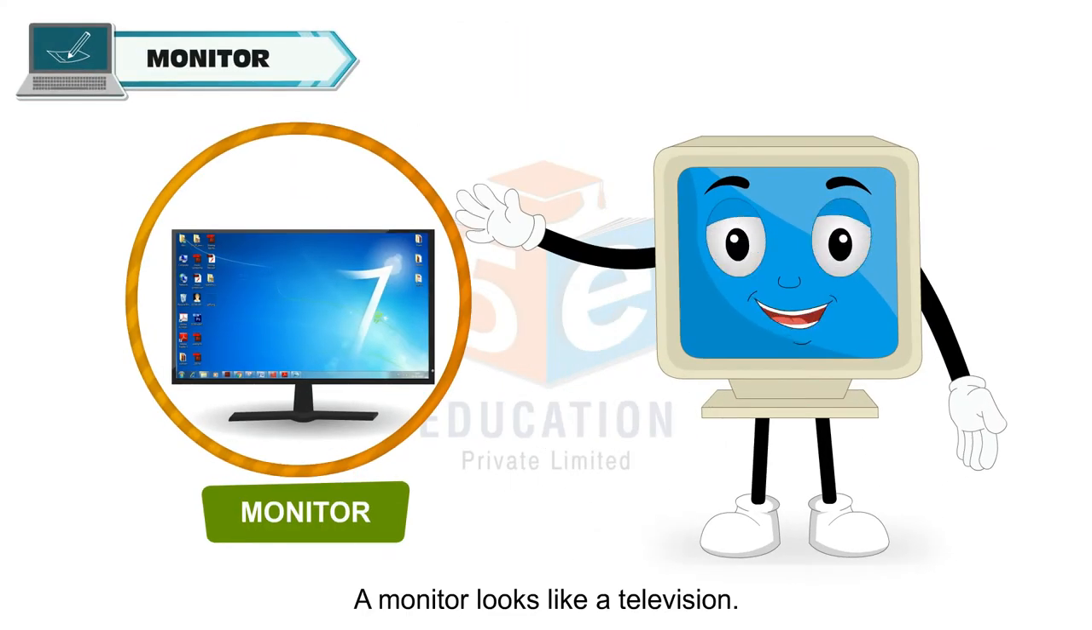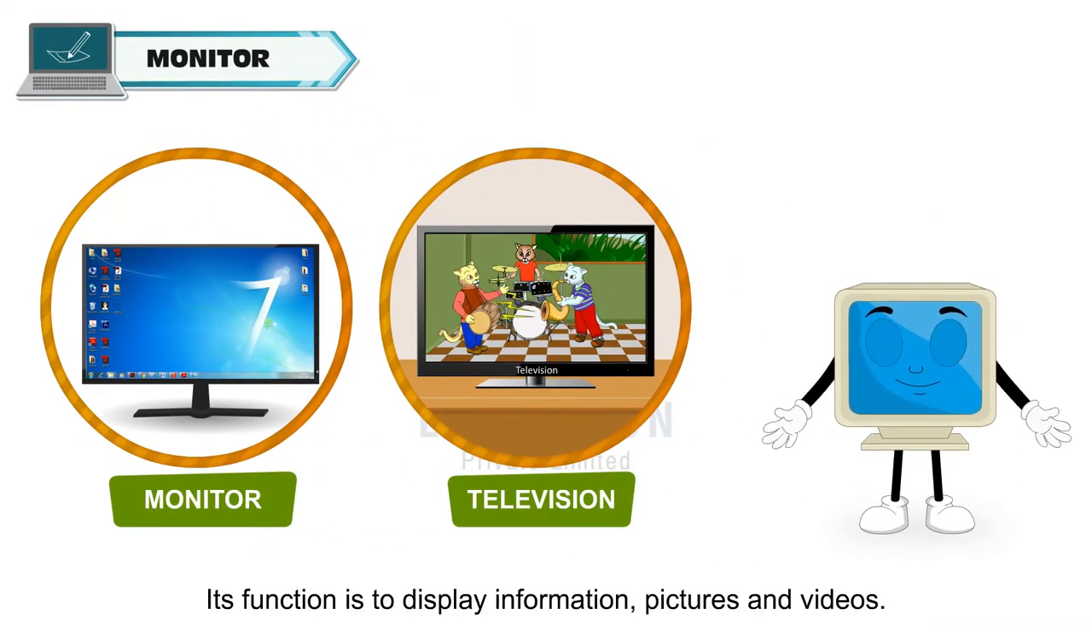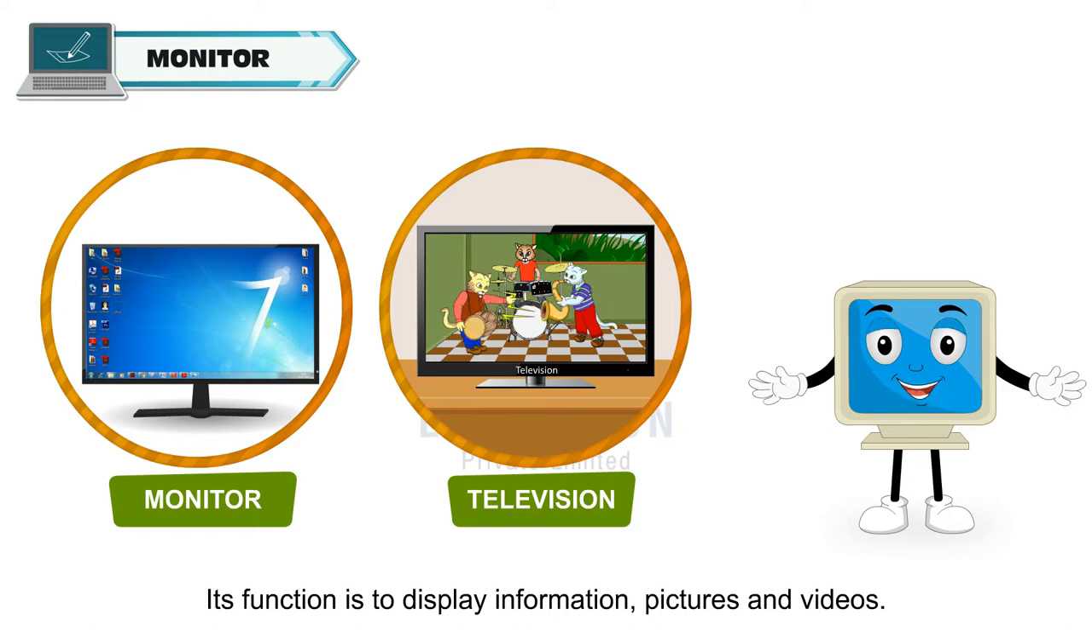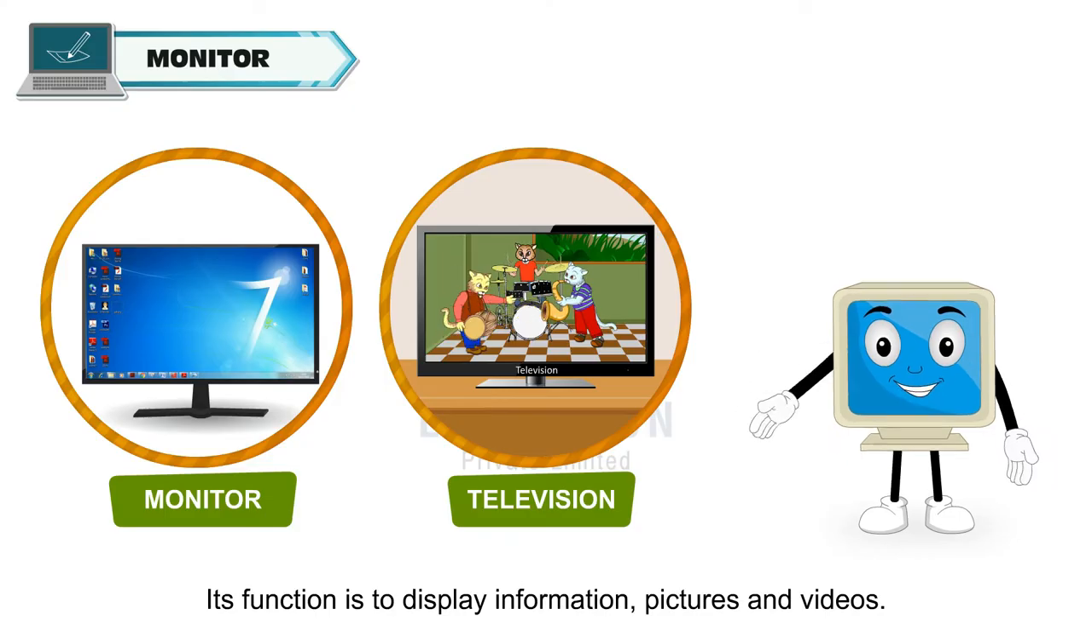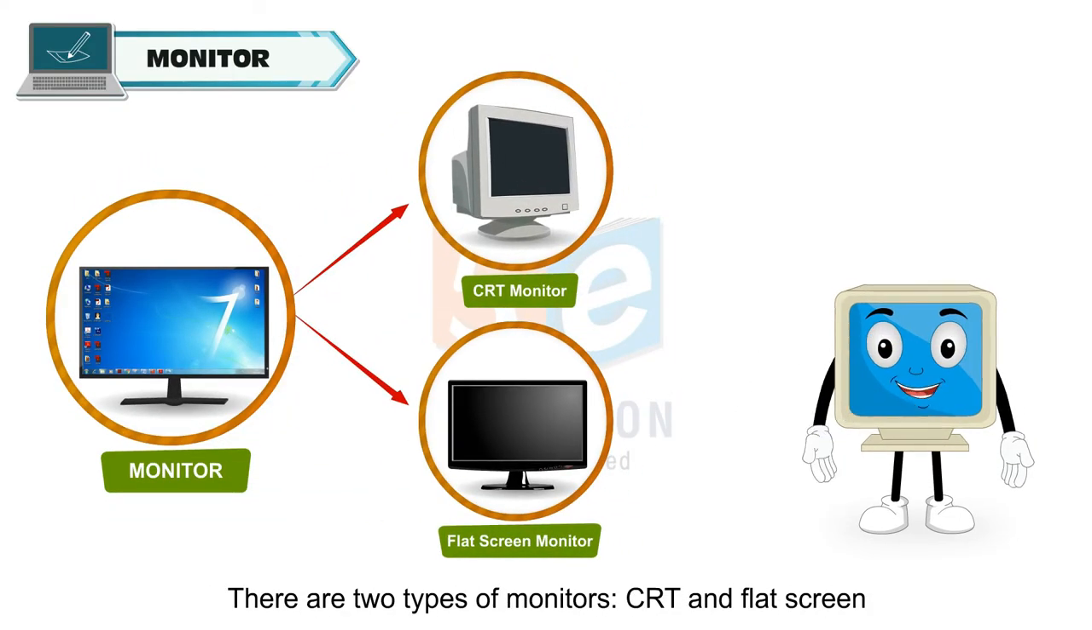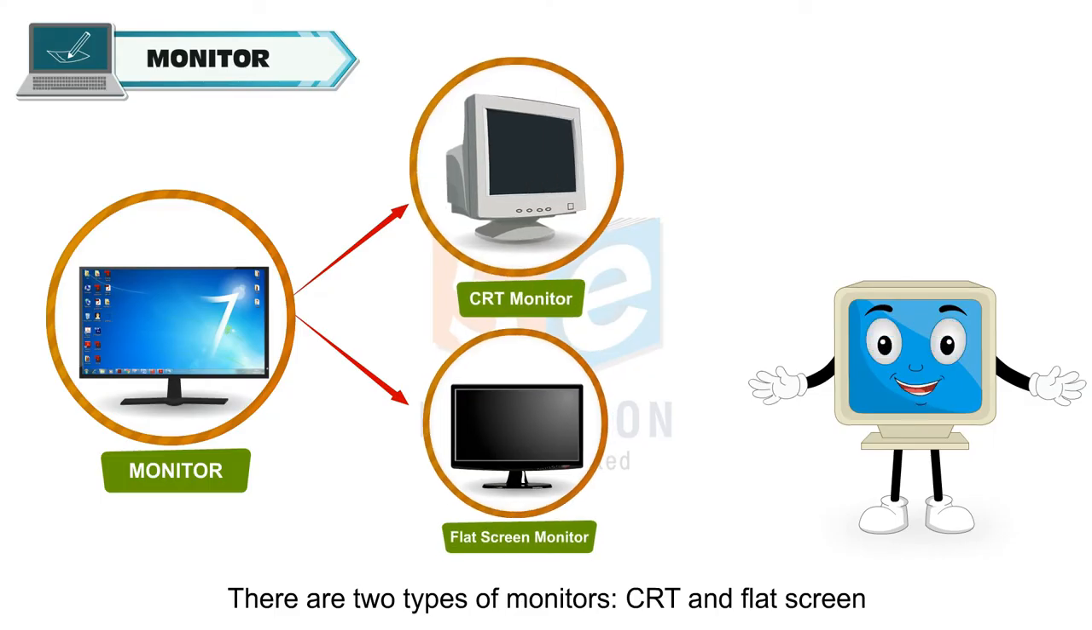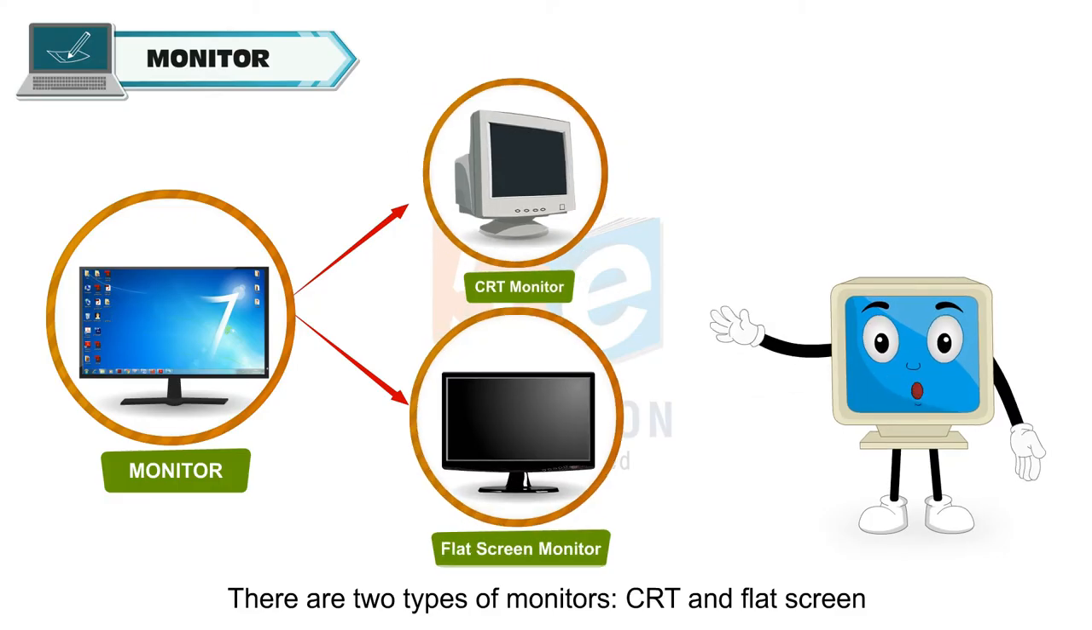A monitor looks like a television. Its function is to display information, pictures, and videos. There are two types of monitors, CRT and flat screen.